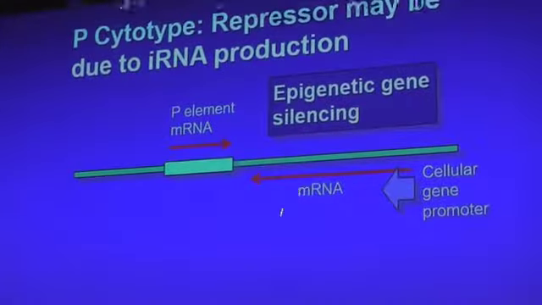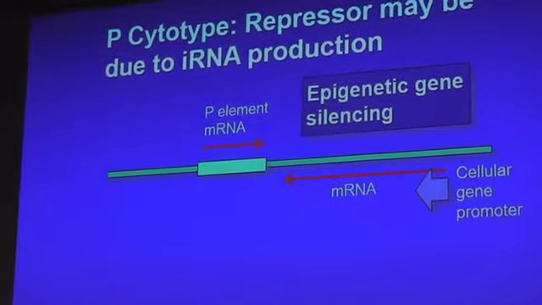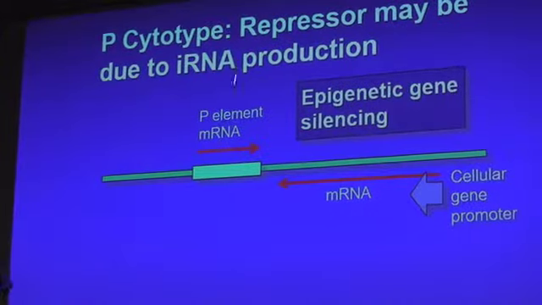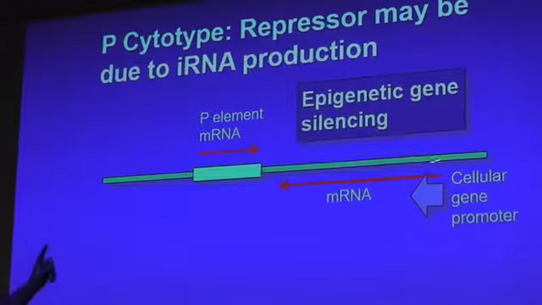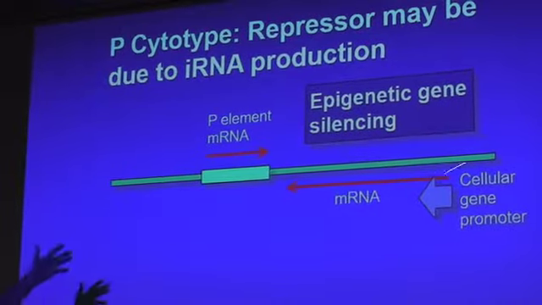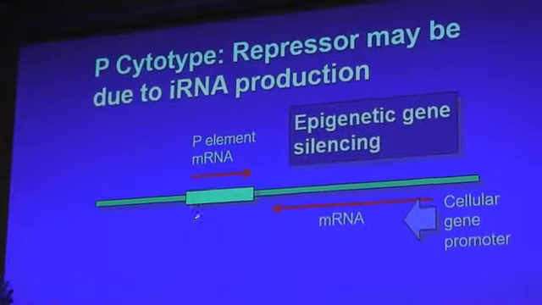So here you see, oh, I misspoke. I need to read my slides. It's the same principle. In certain P strains, the P element is not beside a second copy of itself. It's beside an active Drosophila gene that happens to be going in the opposite direction.